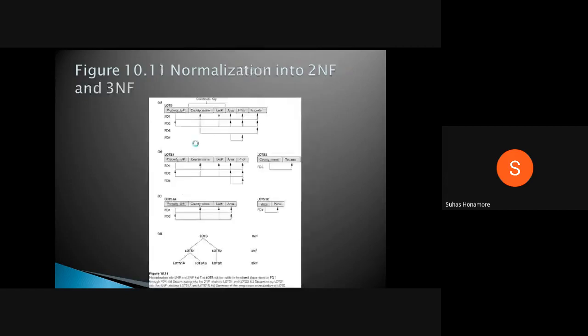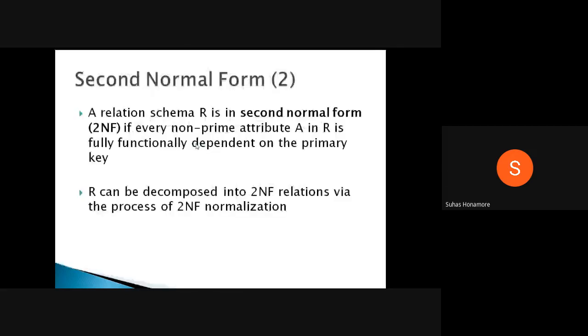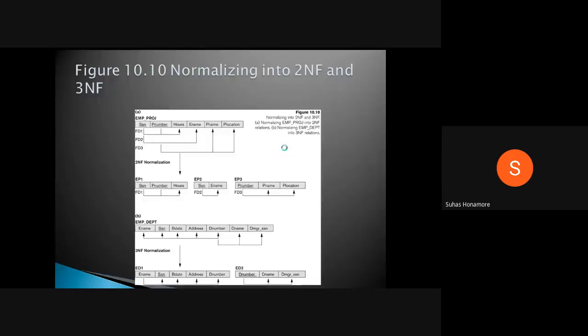With respect to the primary key, the definition talks about a non-prime attribute A, an attribute which is not a prime attribute. A non-prime attribute A in R must be fully functionally dependent on the primary key, then only you say yes. Here the non-prime attributes are hours, E name, P name, and P location. These two are the prime attributes because they are part of the primary key. The remaining are all non-prime attributes.